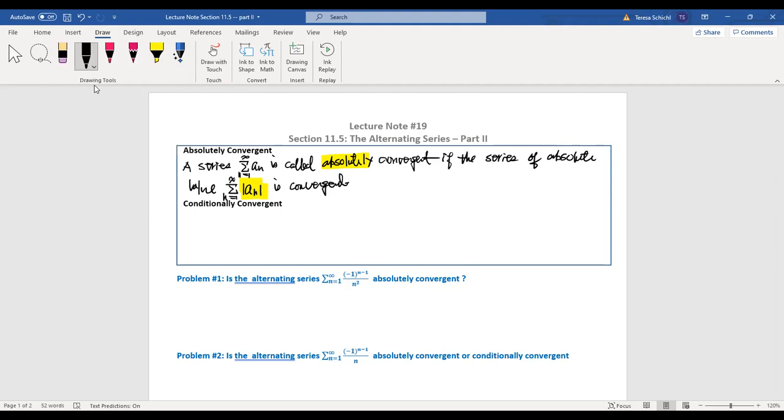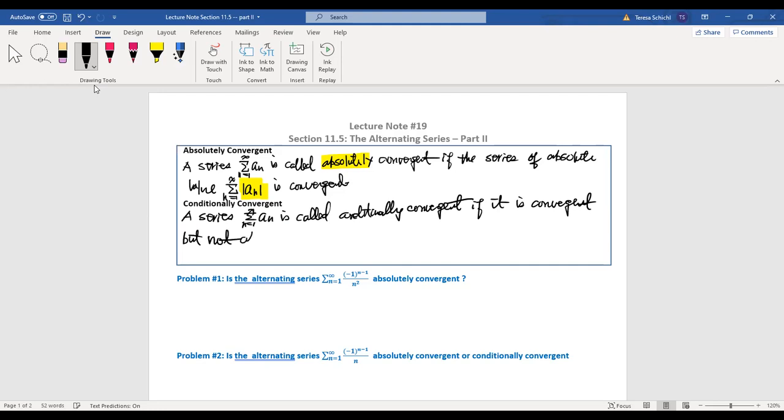And what is conditional convergence? We say a series, the summation of a_n, is called conditionally convergent if it is convergent, but not absolutely convergent.